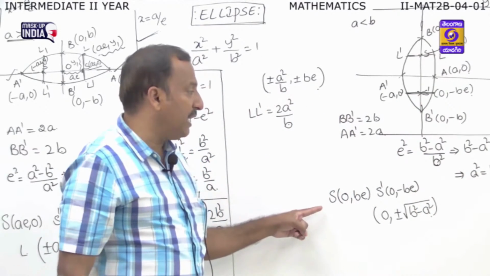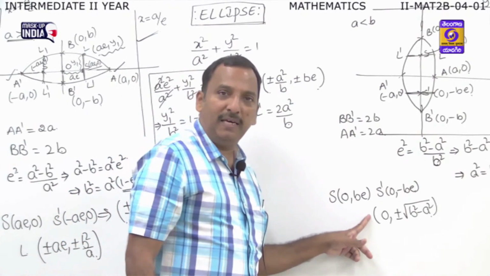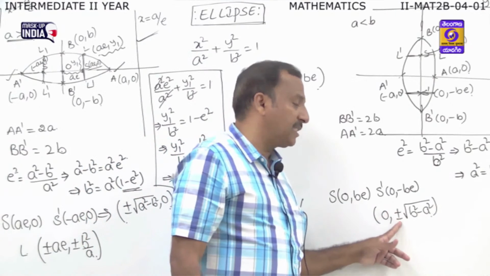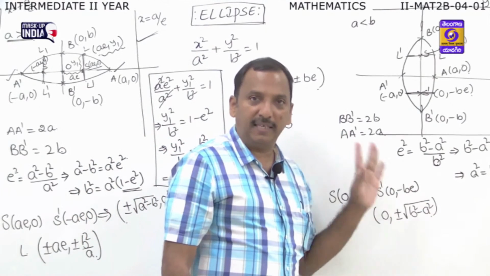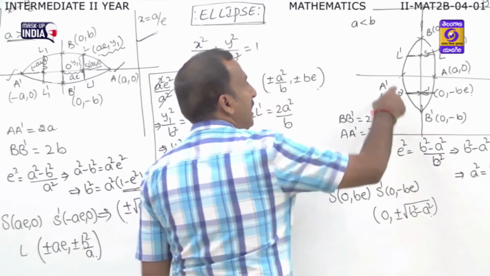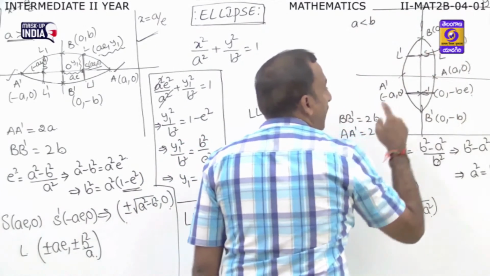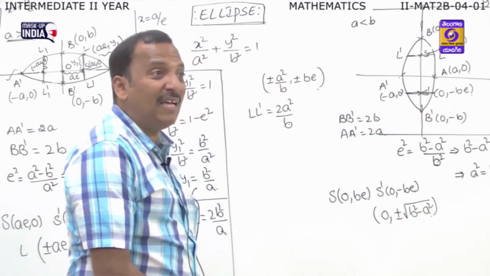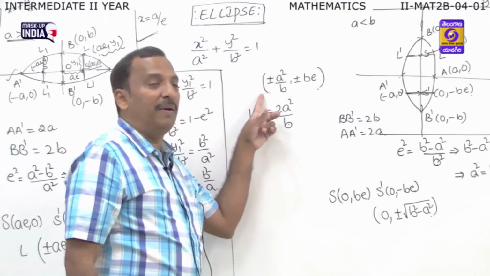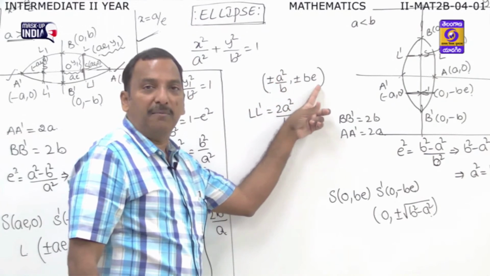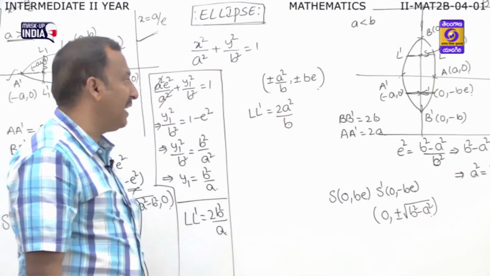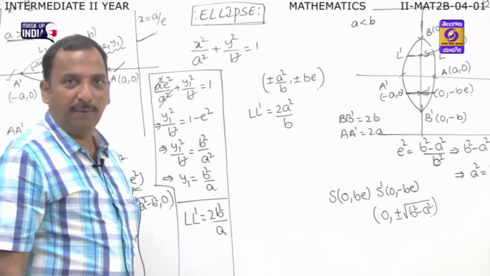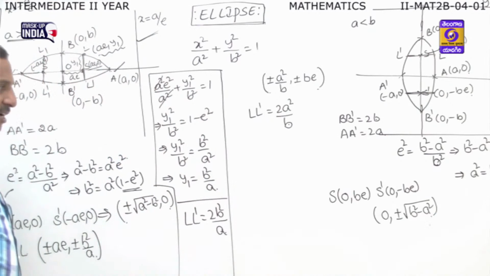Okay, the foci of this ellipse are 0 comma be, 0 comma minus be. How can we write these? 0 comma plus or minus root of b square minus a square. The directrices of this ellipse are y is equal to b by e and y is equal to minus b by e, and the ends of the latus recta are plus or minus a square by b comma plus or minus be, and the length of the latus rectum is 2a square by b. Up to here, this is the first concept.